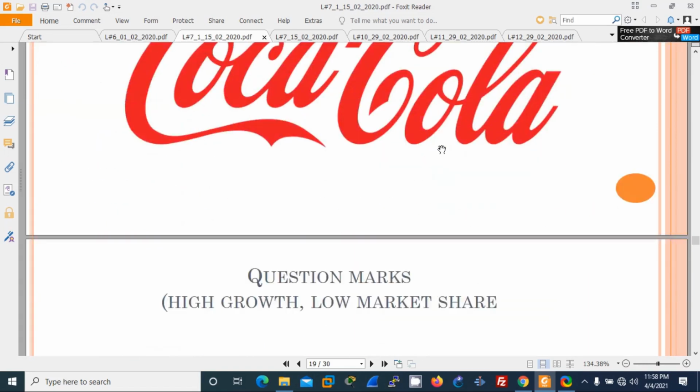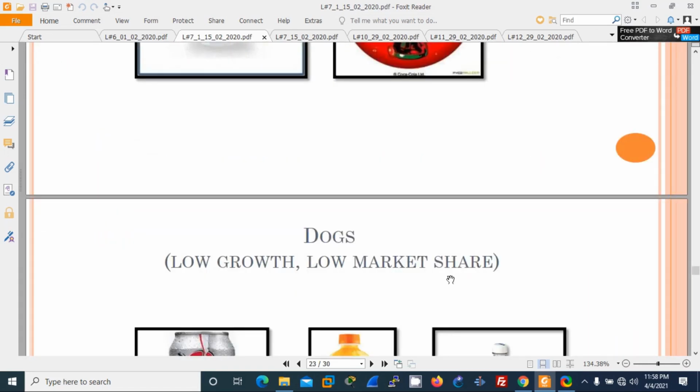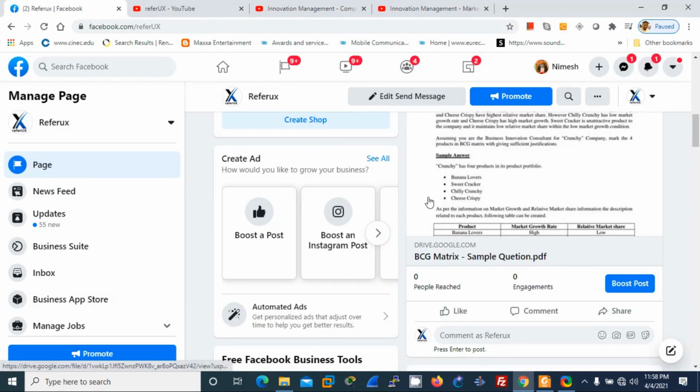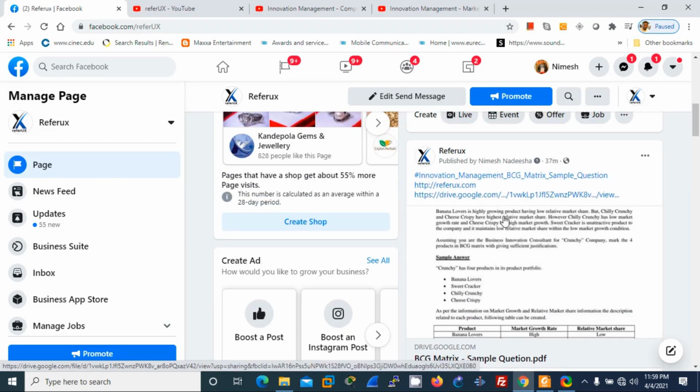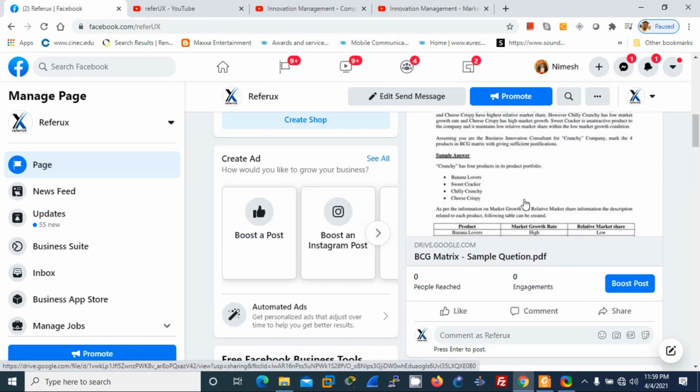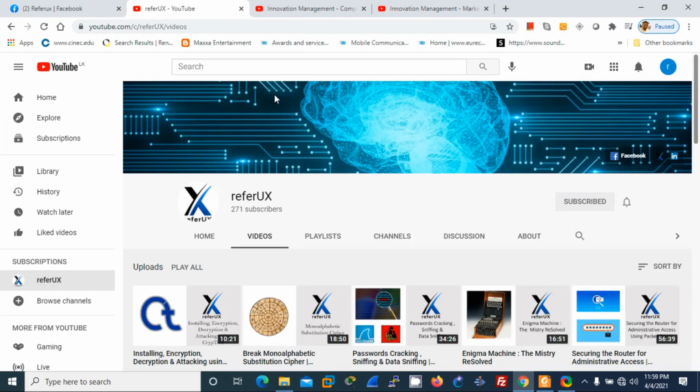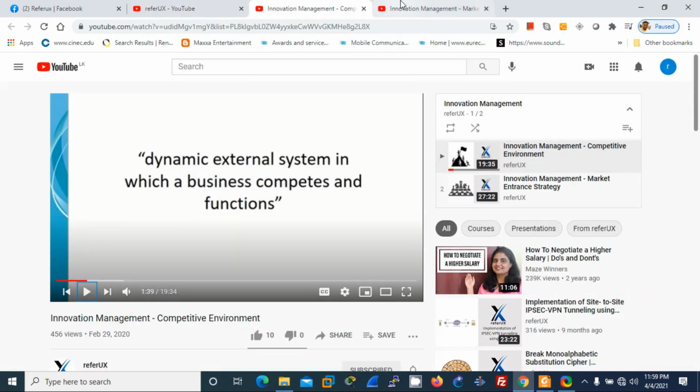and the limitations it has. We have done a lot of examples, and I also encourage you to visit the Refer UX Facebook page. I have shared some sample BCG questions on how you can address such a question, and I hope this would be really beneficial to understand how to answer a BCG-based question. And also, I have shared with you two video lectures: one on the competitive business environment and another on market entry strategies.